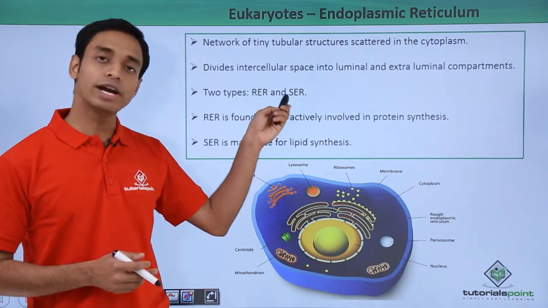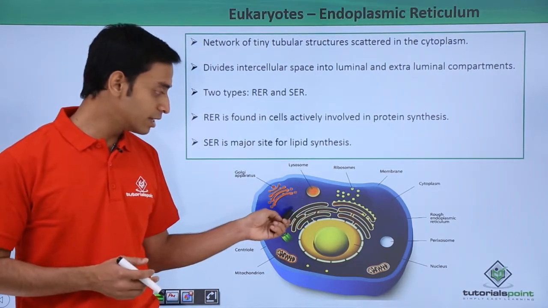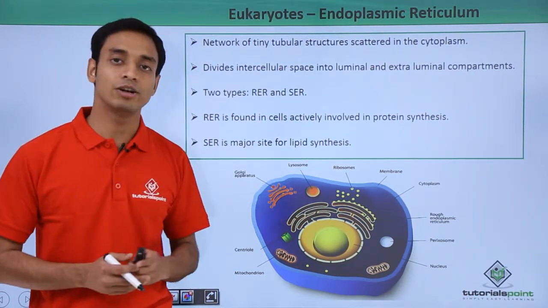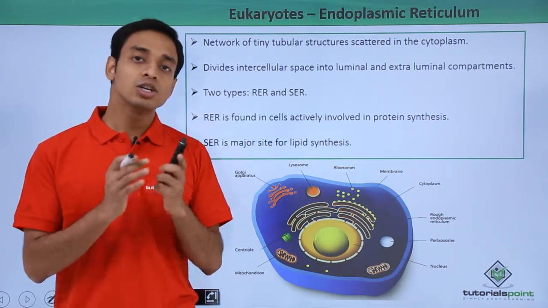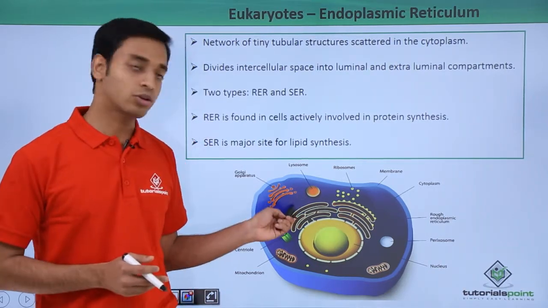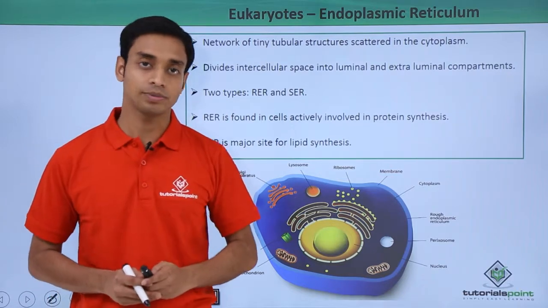The second is the smooth endoplasmic reticulum. As you can see here, the ribosomes are not associated with the endoplasmic reticulum. Hence, it gives a smooth appearance. Hence, these are known as the smooth endoplasmic reticulum.